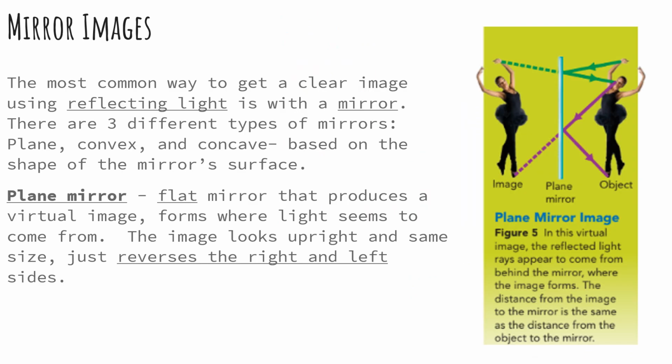Mirror images. The most common way to get a clear image using reflecting light is with a mirror. There are 3 different types of mirrors: plane, convex, and concave, based on the shape of the mirror surface. A plane mirror is a flat mirror that produces a virtual image, which forms where light seems to come from. The image looks upright and the same size, it just reverses the right and left sides. In this virtual image, the reflected light rays appear to come from behind the mirror where the image forms. The distance from the image to the mirror is the same as the distance from the object to the mirror.